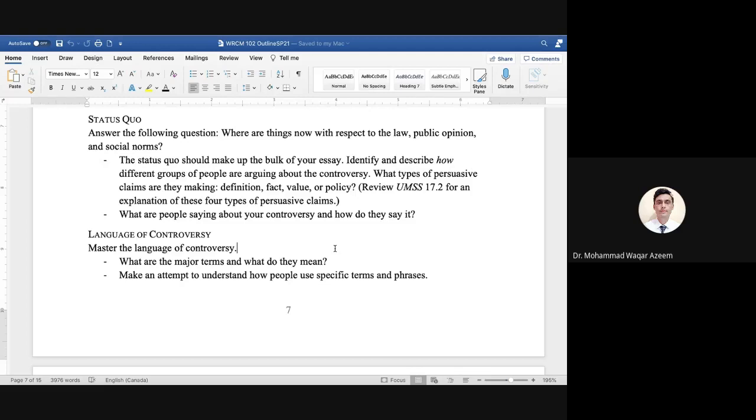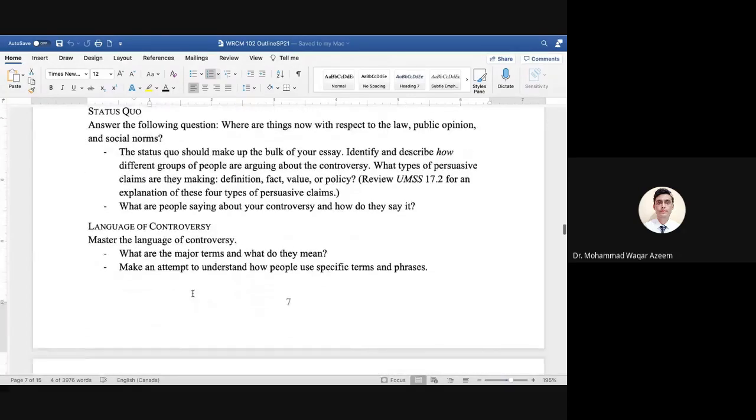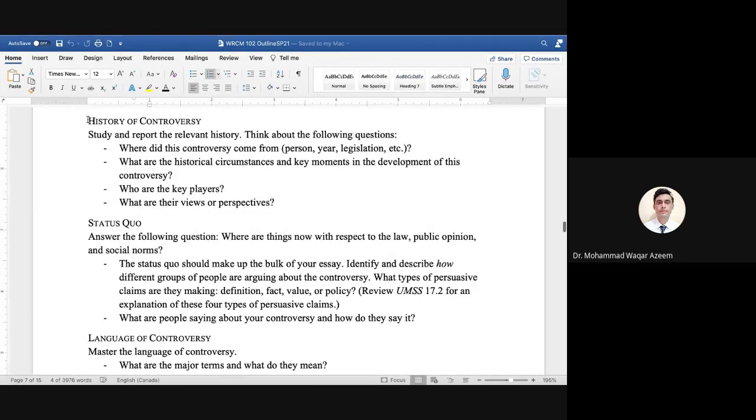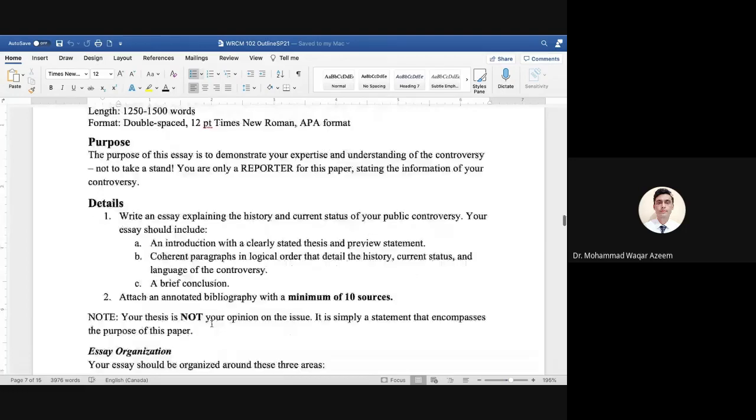Okay, there are 2 additional points that I want to make at the end. Over here, I mentioned an introduction and a brief conclusion. Okay, so remember that introduction and the conclusion, they are in addition to these 3 points, which is history of controversy, status quo, and language of controversy. Introduction comes before history of controversy, and conclusion comes after language of controversy in your essay.